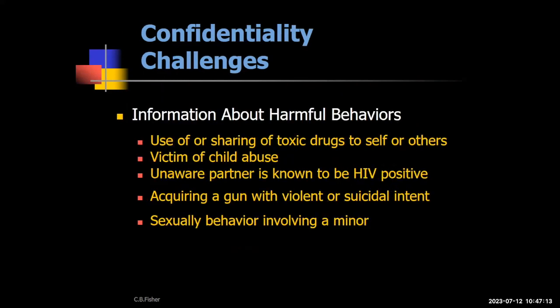Okay, so other confidentiality challenges, like I said, using or sharing toxic drugs with others. A victim of child abuse, knowing that somebody's abusing a child. Somebody tells you they're sexually abusing a child. Once again, you may not know this, and that's why I have a series of things you have to ask yourself. Unaware partners known to be HIV positive, like the case I was talking about before. Acquiring a gun with violent or suicidal intent. If you're a clinician now, you're required to report that into a database, and that person's gun gets taken away. Sexual behavior with a minor. I mean, these are just all horrible things that you hear about.